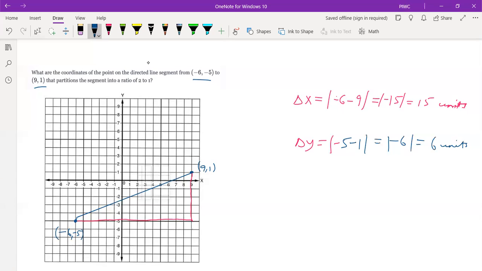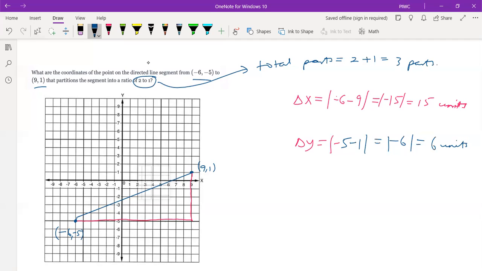All right, good. So now we want to partition each the horizontal line and the vertical line into the ratio of 2 to 1. So how do I do that? If it is 2 to 1, that means the total parts this time will be 2 parts plus 1 part, which gives us 3 parts, right? So I have to break down the intervals into 3 parts.